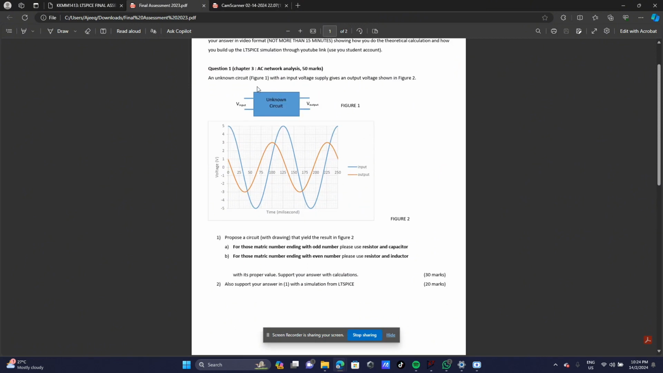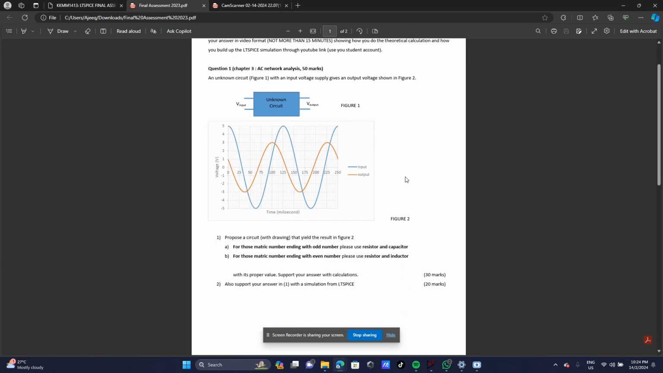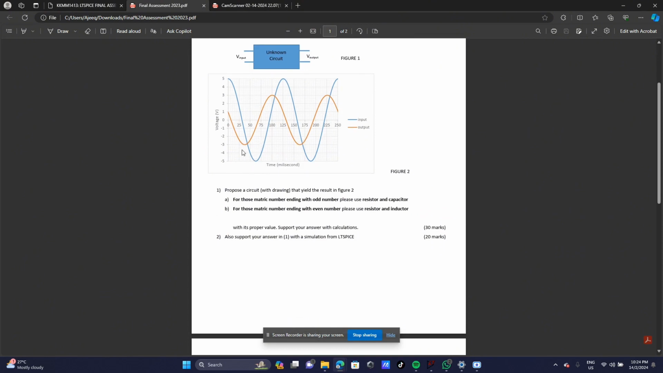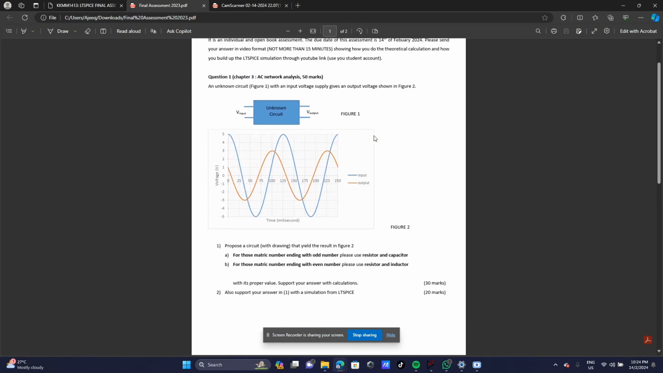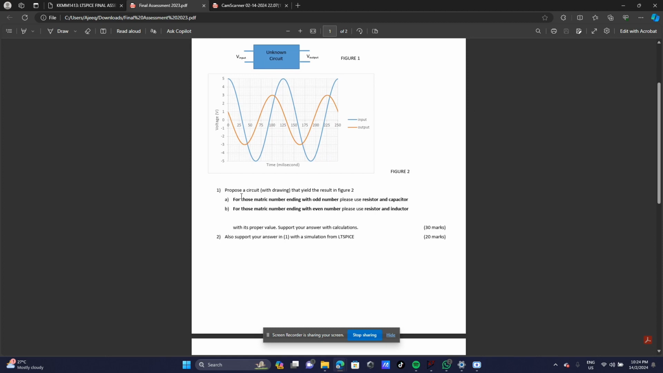So we were given an unknown circuit as shown in figure number 1. We know that it gave V input and V output, and then over here is the unknown circuit which we have to create later. This is also the graph of the V input and V output voltage that was given. So question number 1: propose a circuit with drawing that yields the result in figure 2.